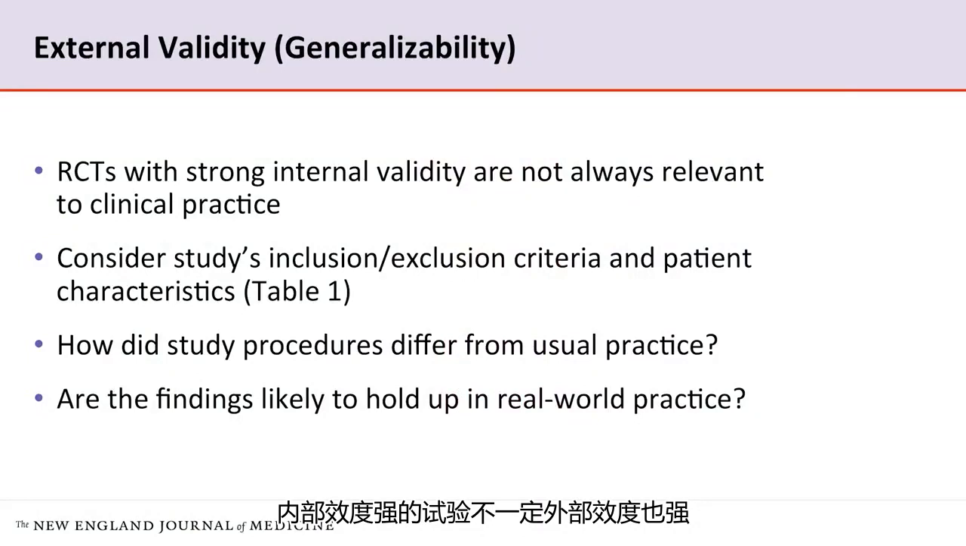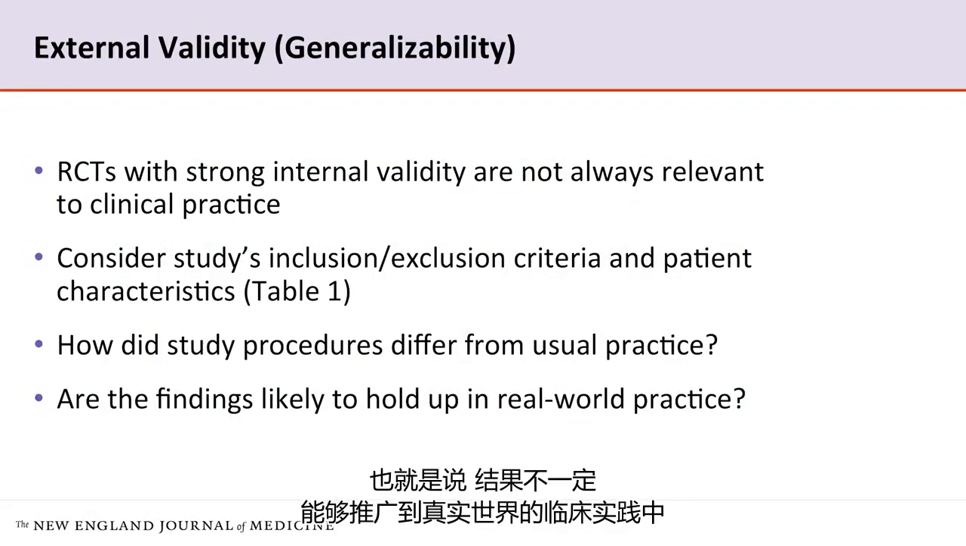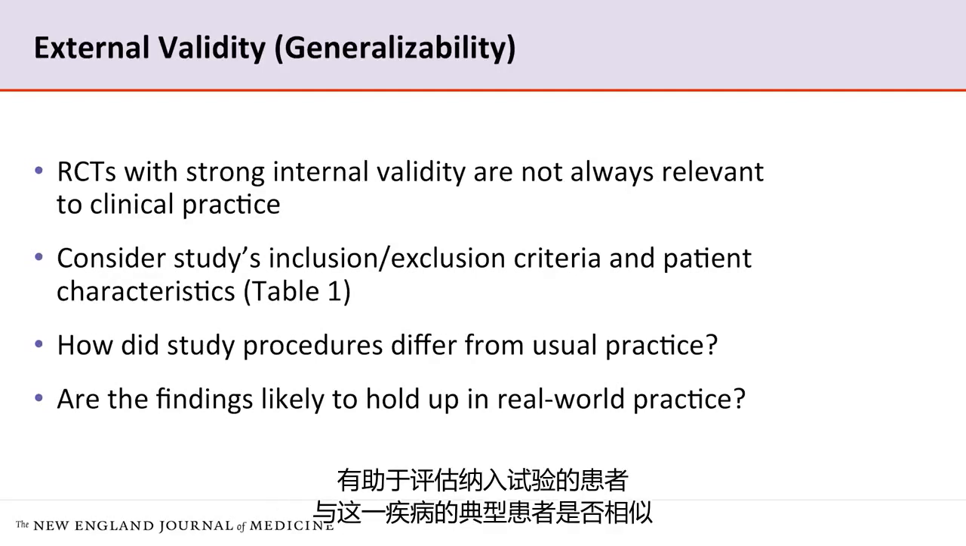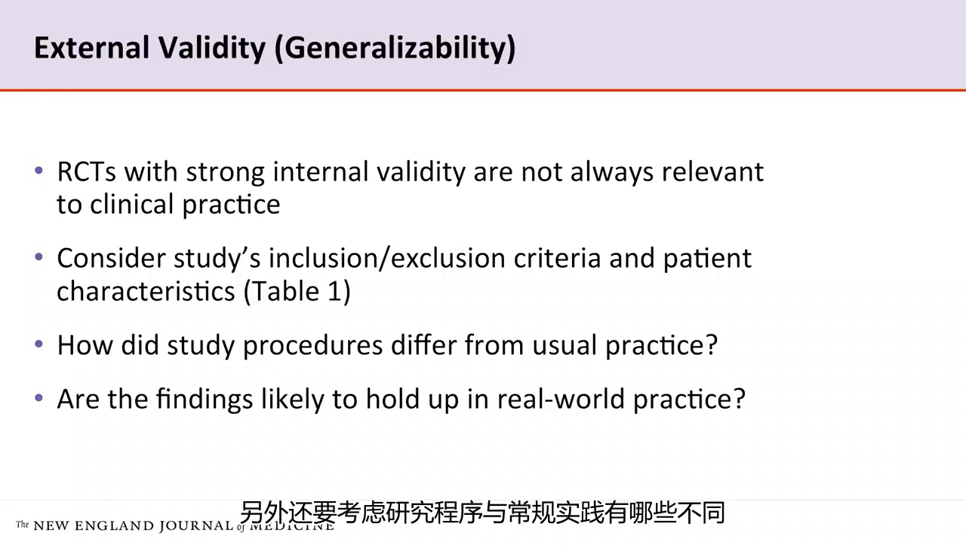Trials with strong internal validity do not always have strong external validity. That is, they are not always generalizable to real-world clinical practice. Examination of the inclusion and exclusion criteria and baseline patient characteristics is helpful in assessing whether the patients included in the trial were similar to typical patients with the condition. It is also important to consider how the study procedures differed from usual practice. These assessments will help you decide if you think the findings are likely to hold up in real-world practice.